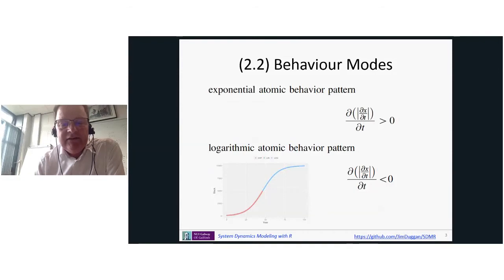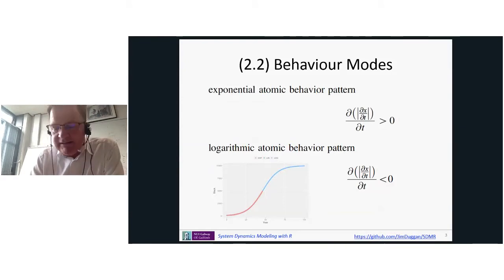Okay, so behavior modes. It's really looking at a given output behavior over time. Here we have a diagram of exponential or S-shaped growth. It's a simple one-stock model that we're all familiar with. When the model is finished running, we can do some post-processing on the data, and then add extra information to the data set. Our overall understanding of the exponential atomic behavior mode is the second derivative of the absolute value of x over time. If that's greater than 0, we have an exponential ABM, atomic behavior mode, and if it's less than 0, we have a logarithmic one.